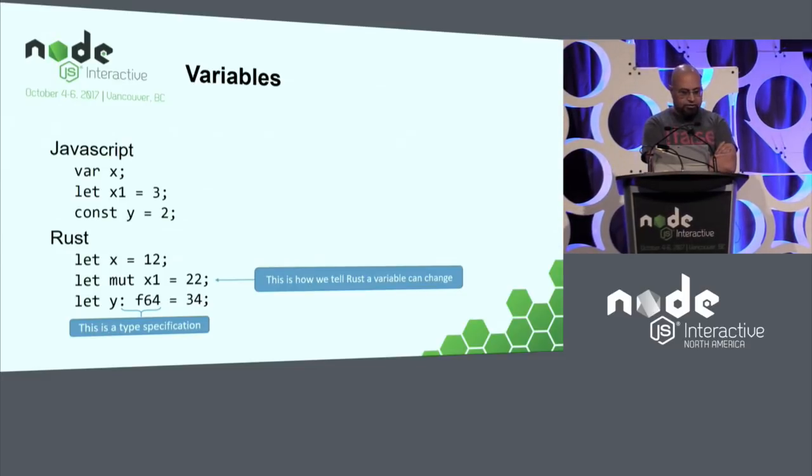The second one, we can change that x to whatever we want anytime later. We can't change the type of it, though. So if we try to do 22.0, it's going to complain and say, hey, x1 is an integer. If we want to do that, then we can declare it like y, where we give it a type specification, which comes after the variable, and we'll tell it, hey, this is a float 64, even though it looks like an integer.